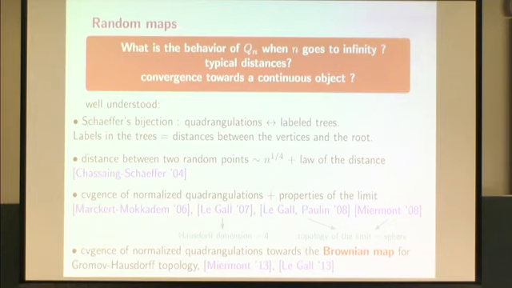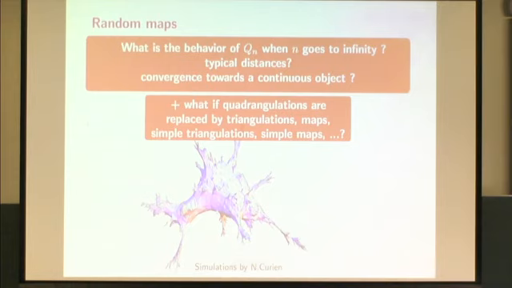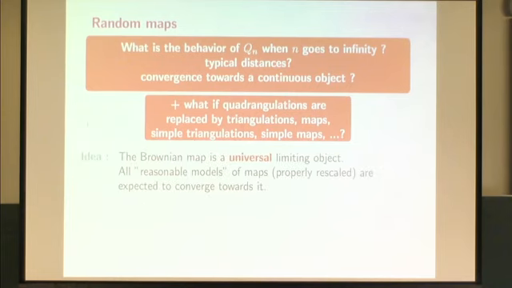So that's for quadrangulations. But the question is, what if quadrangulations are replaced by other models of maps, like triangulations or simple maps, simple triangulations, general maps? We expect all these models of maps to behave exactly in the same way in the limit. We expect the scaling to be of order n to the 1/4, and we expect the limiting object to be the Brownian map, no matter what the precise characterization of the discrete setting is. The thing is that quadrangulations are nicer to work with because we have this nice bijection due to Cori-Vauquelin-Schaeffer, but there is no reason why we should like quadrangulations better than other models of maps.